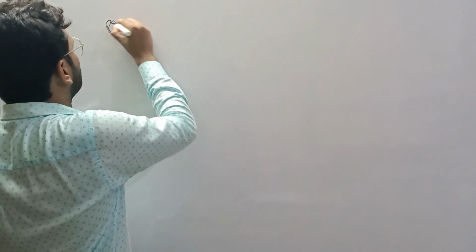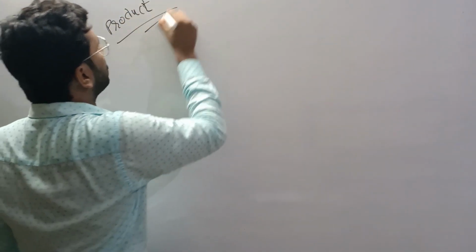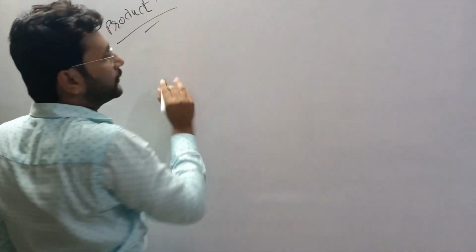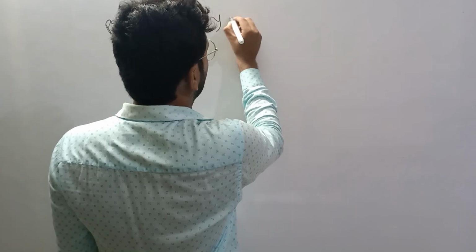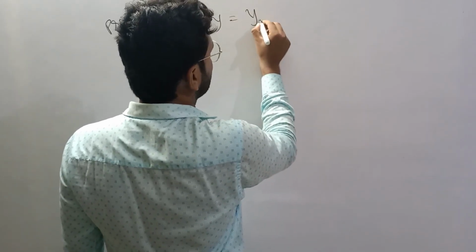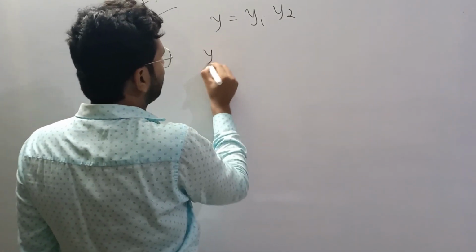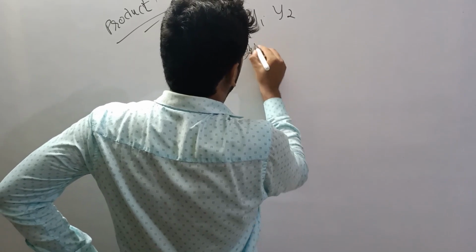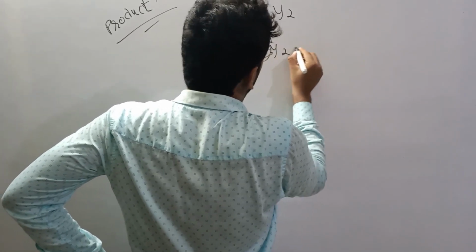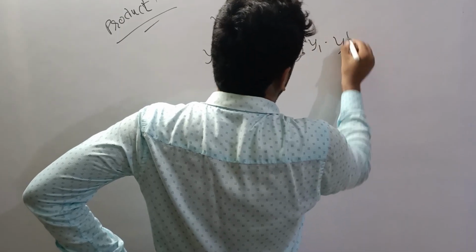So what is the product rule and division rule? First of all, I will teach you about the product rule. Suppose the function y is the multiplication of two functions y1 and y2. So the derivative of y will be y dash is equal to y1 dash into y2 plus y1 into y2 dash.